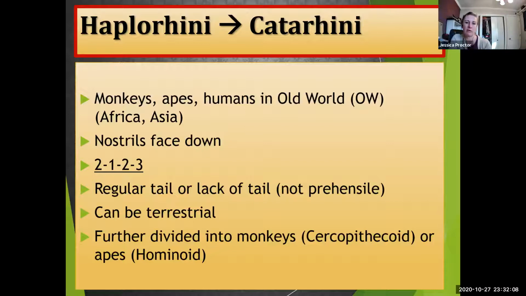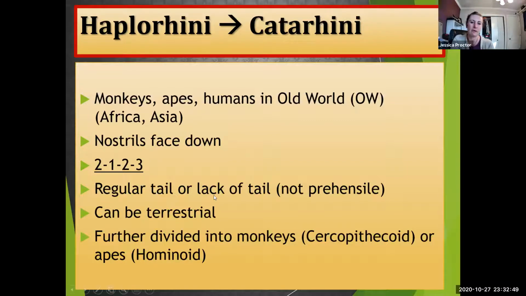The derived features that help you identify a catarrhine are nostrils that face either forward or downward. Their dental formula is going to be the same as ours. We share a dental formula with all the Old World monkeys, the apes, and all of our hominin ancestors. Our dental formula is 2 incisors, 1 canine, 2 premolars, and 3 molars in each quadrant. Not all Old World monkeys have a tail, but a lot of them do, and it is not prehensile. That tail is just hanging out there. It has no grasping abilities.